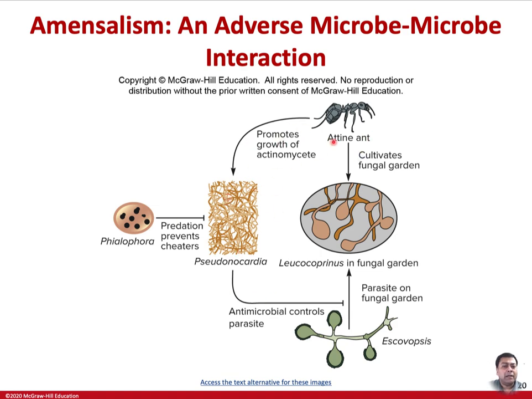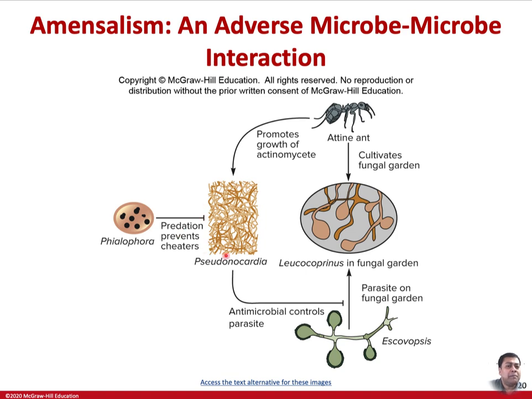On the other hand, along with this relationship of 1, 2, 3, and 4, there is a fifth member which is also involved here. This is a yeast-type of fungus, which is known as Phialophora. This Phialophora is a predatory fungus which feeds on these Pseudonocardia. So what is the advantage of that? This predation prevents the cheaters.